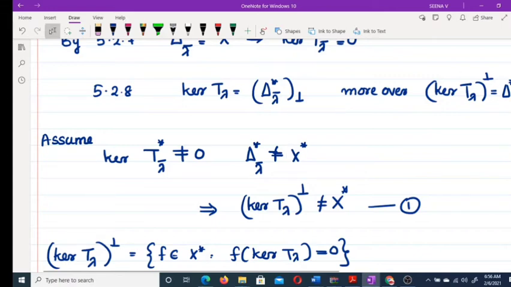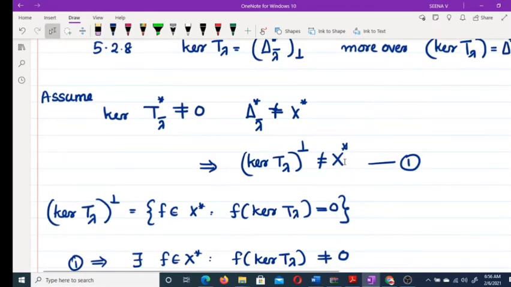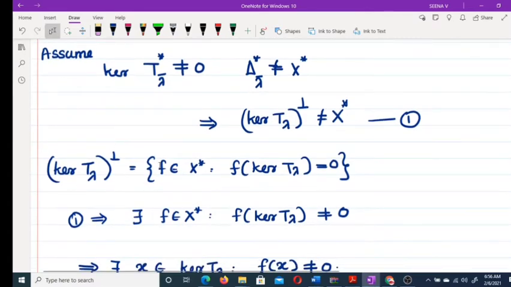Now, delta star lambda conjugate is kernel T lambda perp. Kernel T lambda perp not equal to X star. Now, what is kernel T lambda perp? The set of all f belonging to X star such that f of kernel T lambda equals 0. By the definition of L perp, what is L perp? The set of all f belonging to X star such that f of L equals 0.